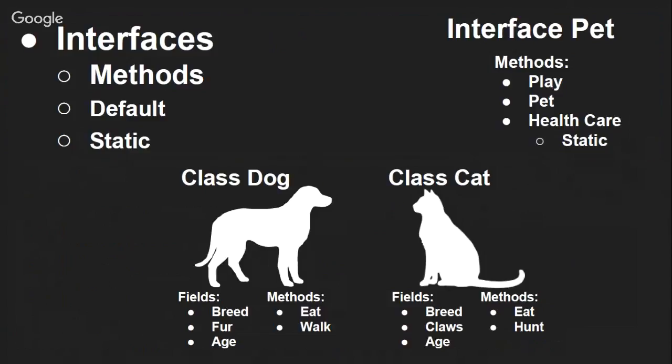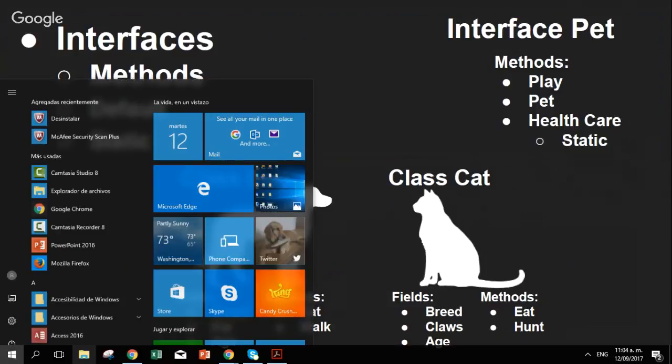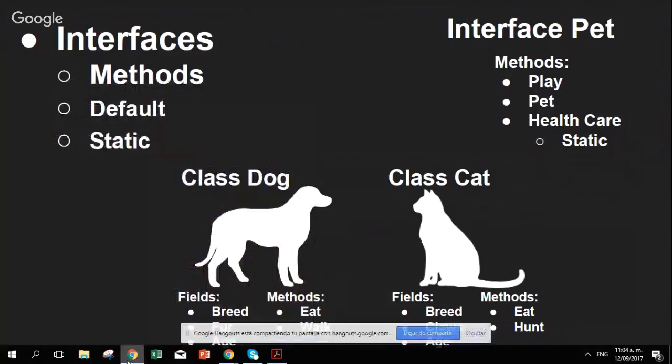If they're both a pet, they're going to do certain things in common. In the implementation, they are going to do it quite differently, but it is the same concept for both of them. So for this interface pet, we are going to create the methods play and pet, because we are going to play with them and we are going to pet them. So first we are going to create these two methods. I will show you a little bit of code.